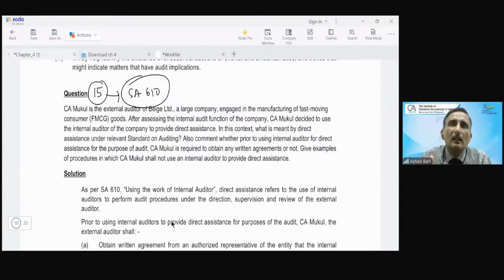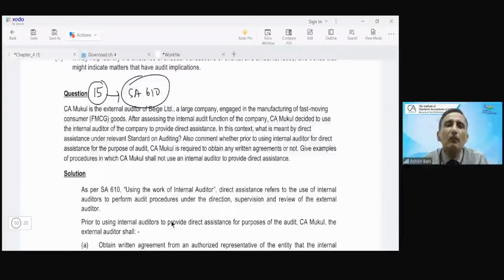But before engaging an internal auditor to help him by way of direct assistance, the external auditor is required to obtain certain agreements. He is required to do some things. Now, which are those agreements? This is what is being asked in the question.